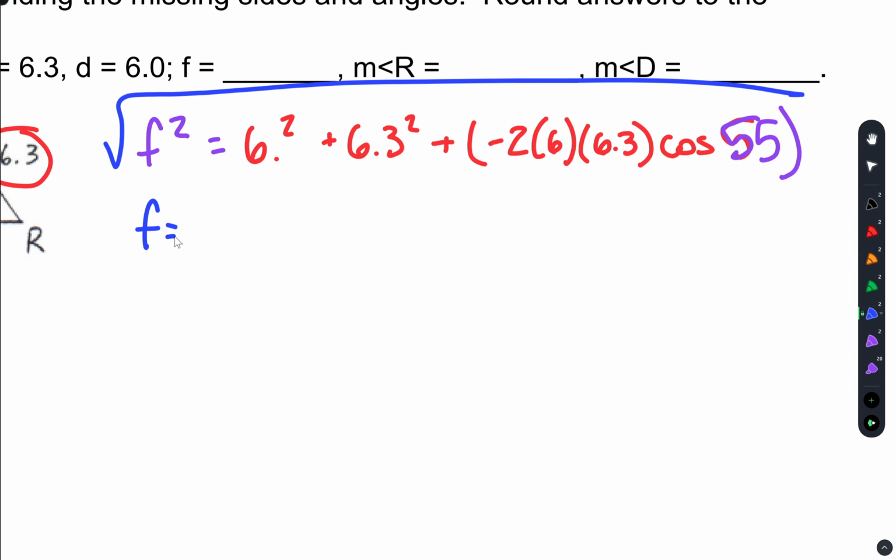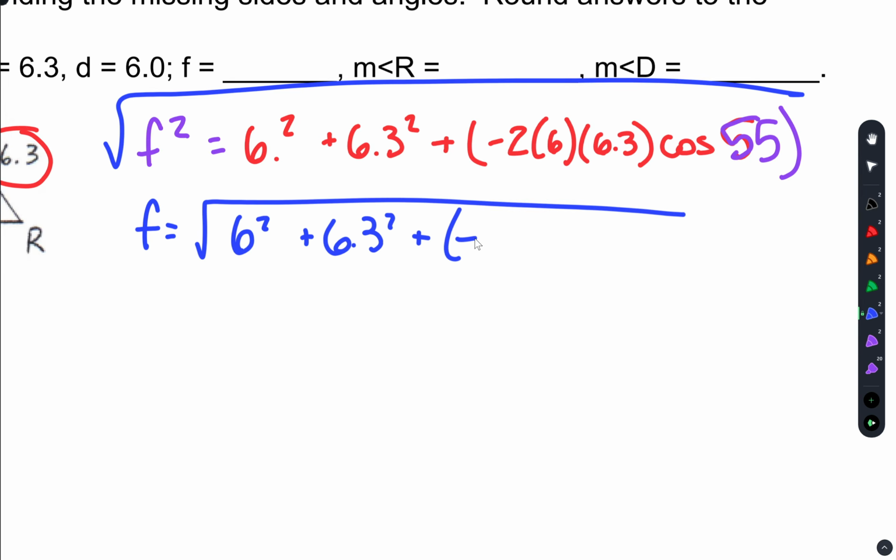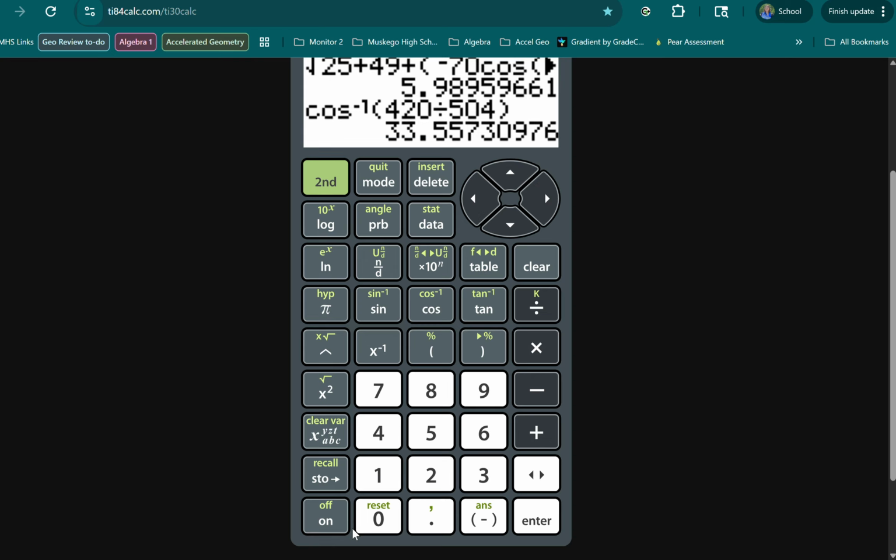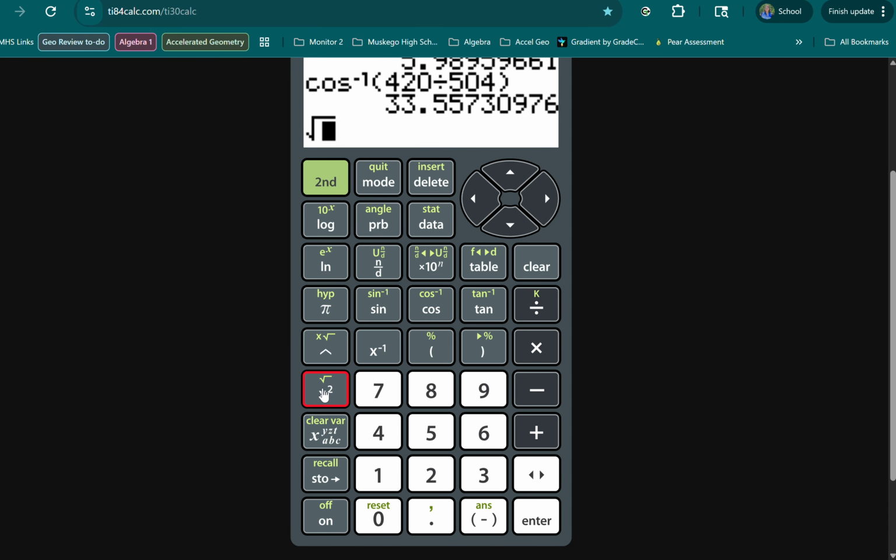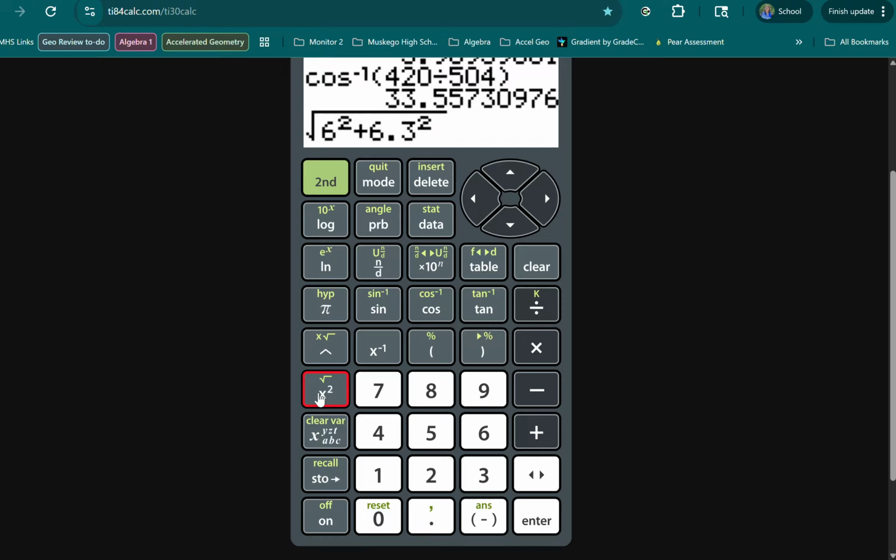So this is F equals the square root of 6 squared plus 6.3 squared plus negative 2 times 6 times 6.3 times cosine 55. Okay, let's type it in. Square root. What did I just say? Square root of 6 squared plus 6.3 squared plus, parentheses, negative, not minus, 2 times 6 times 6.3 cosine 55.